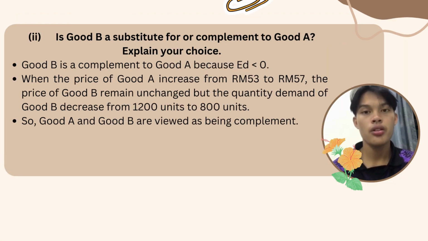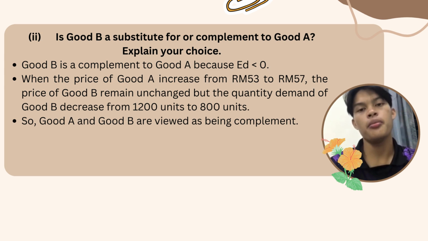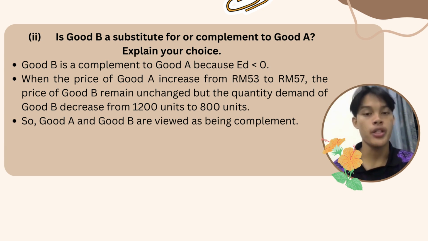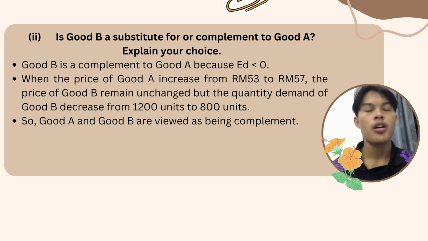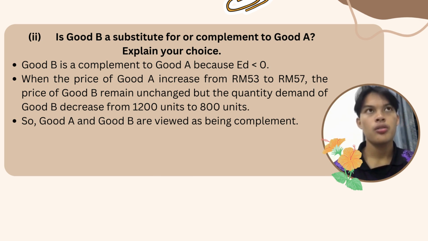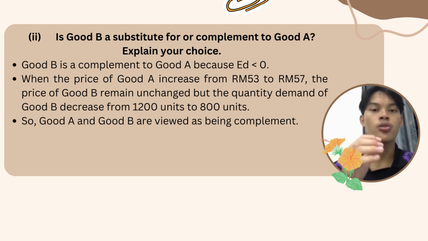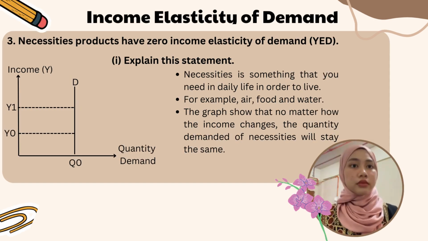To answer question 2 Roman 2, the type of relationship is complement. Why is B a complement? Because the answer in Roman 1 is negative 4.42. To relate it to a complement, the result needs to be less than 0. So when it is less than 0, it will be a complement.